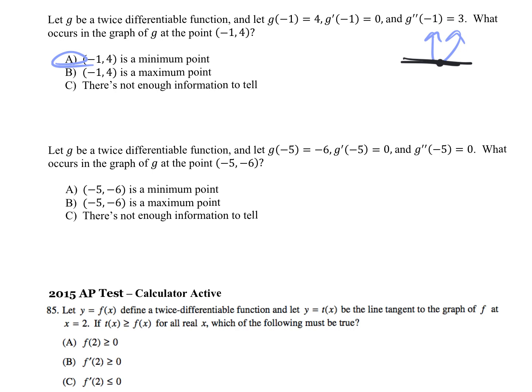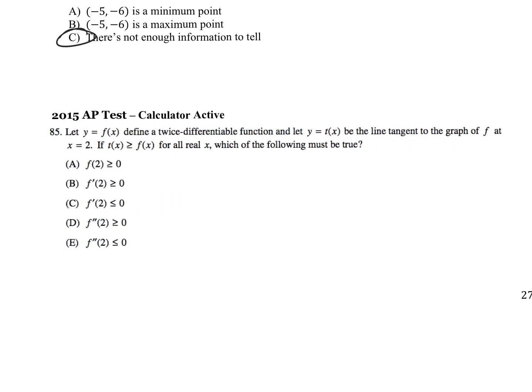What if at -5 we've got this point? My slope is 0 again. Nope. My second derivative is 0. Not enough information. We don't have any concavity. If my second derivative is positive, it's concave up. Negative is concave down. If it's 0, we have no concavity. We don't know. This is how AP likes to ask this.